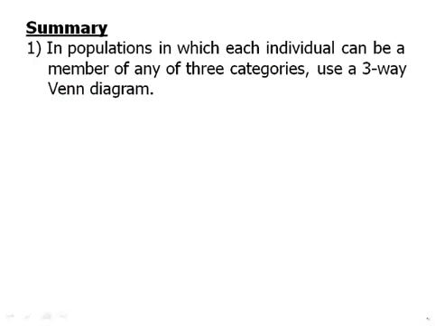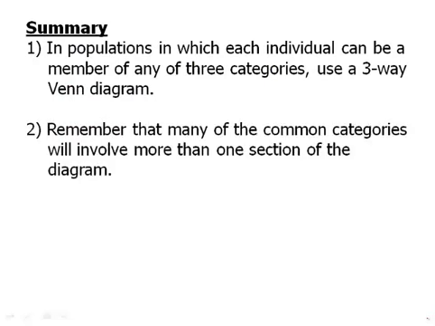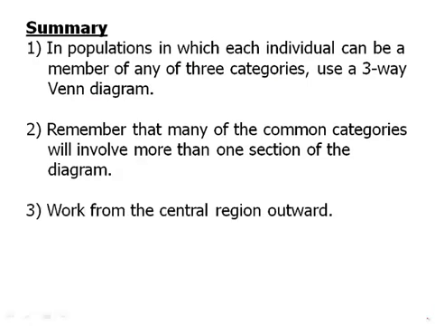In populations in which each individual can be a member of any 3 categories, use a 3-way Venn diagram. Remember that many of the common categories will involve more than one section of the diagram, and work from the central region outward.